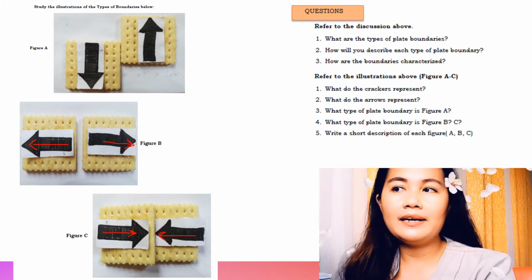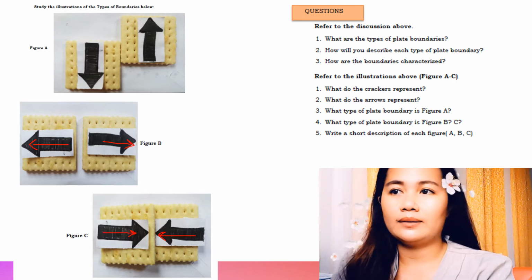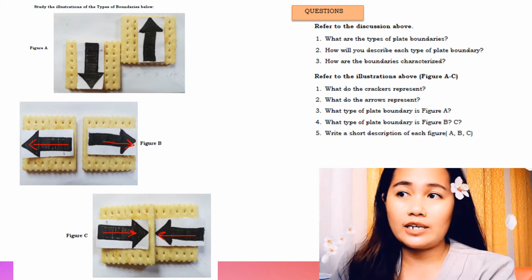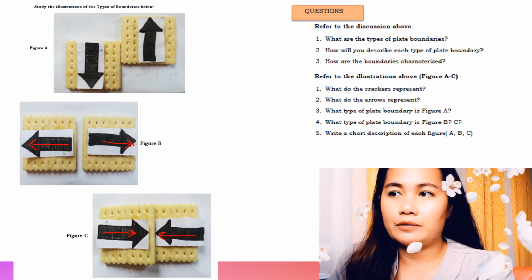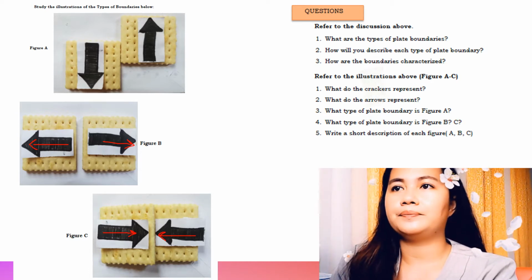What type of plate boundary is figure A? What type of plate boundary is figure B? What type of plate boundary is figure C? And then write a short description of each figure, A, B, and C.